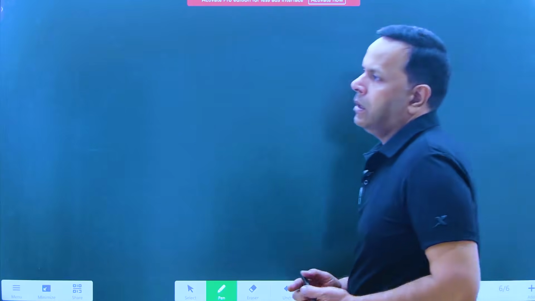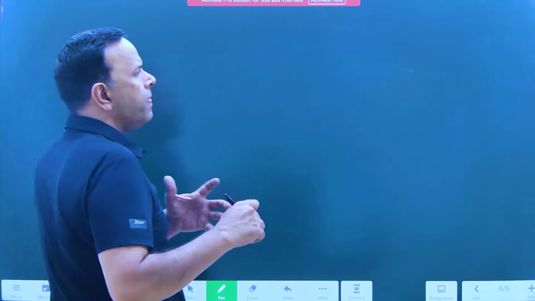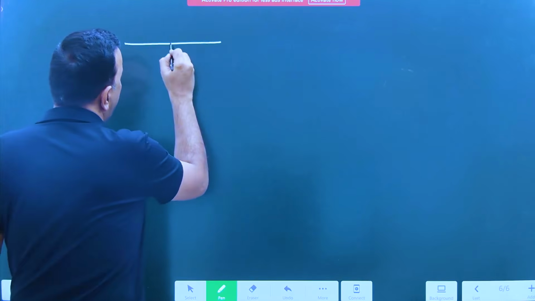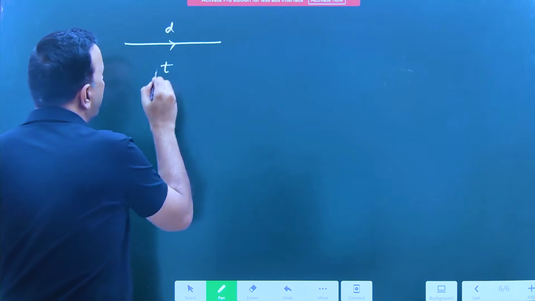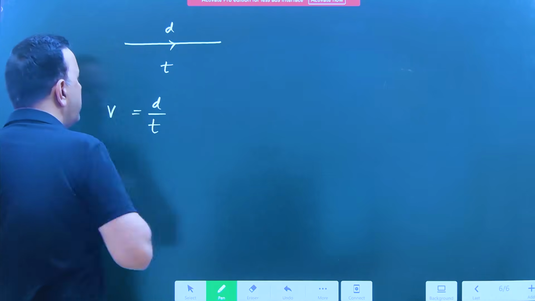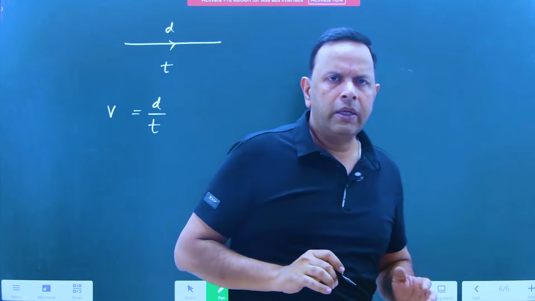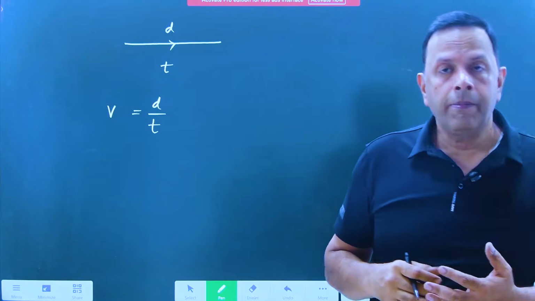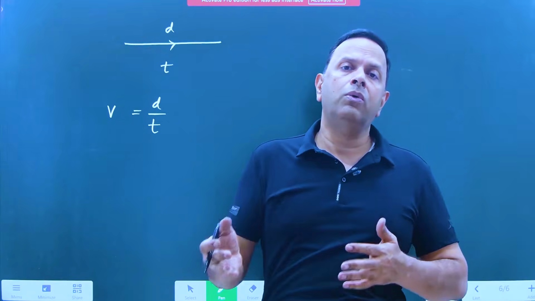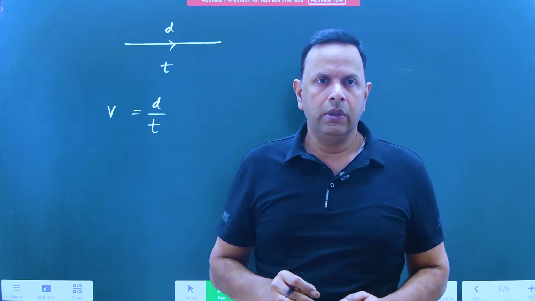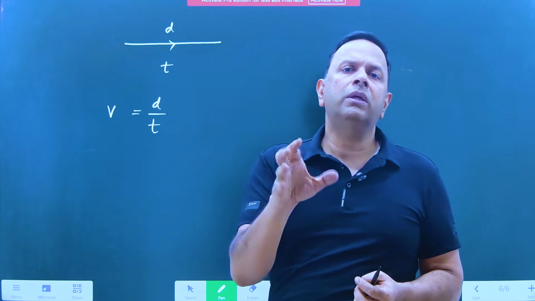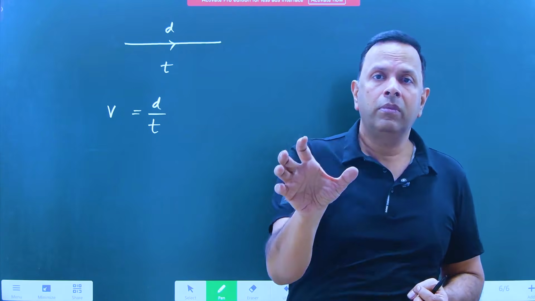Let me give you an example. Suppose I ask you to explain what speed is. You will say, if you travel a distance d in a time t, then the rate at which you are traveling the distance is called speed or velocity, whatever you are calling it. Now, my question is, can we understand the physical quantity called velocity without talking about the distance and the time both? Can you explain speed without using any hint of the word time?